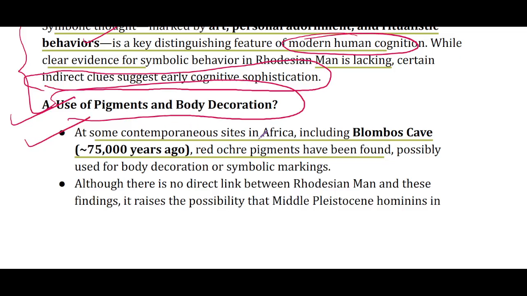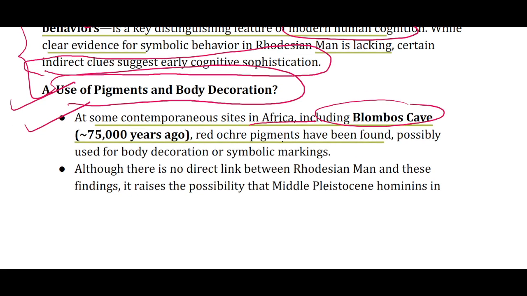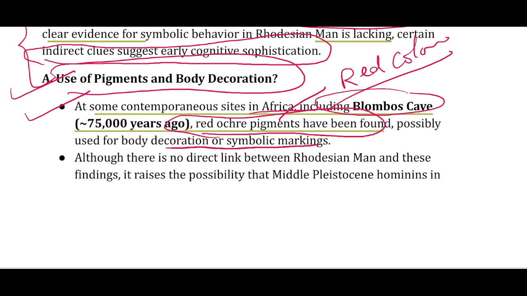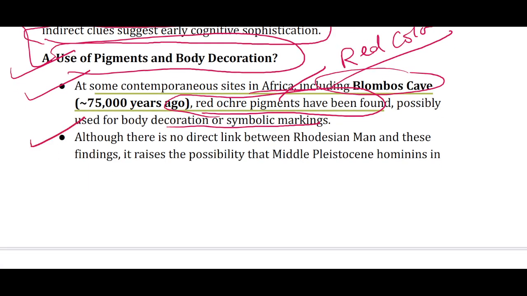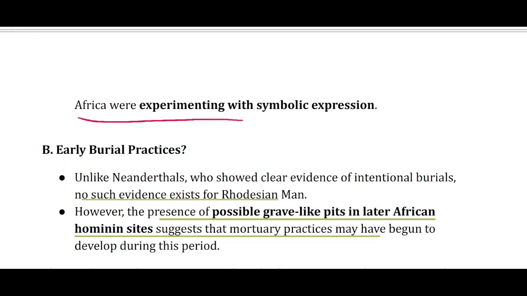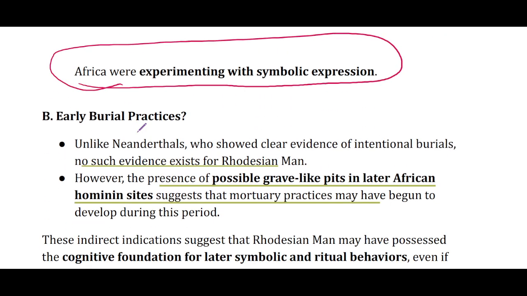At some contemporaneous sites in Africa that belong to the same time, including Blombos Cave, red ochre pigments have been found. Red ochre means pigment of red color, and this pigment might have been used for body decoration or symbolic marking. Although we do not have a direct link between Rhodesian man and these findings, it is speculative but possible that Middle Pleistocene hominins in Africa were experimenting with symbolic expression.